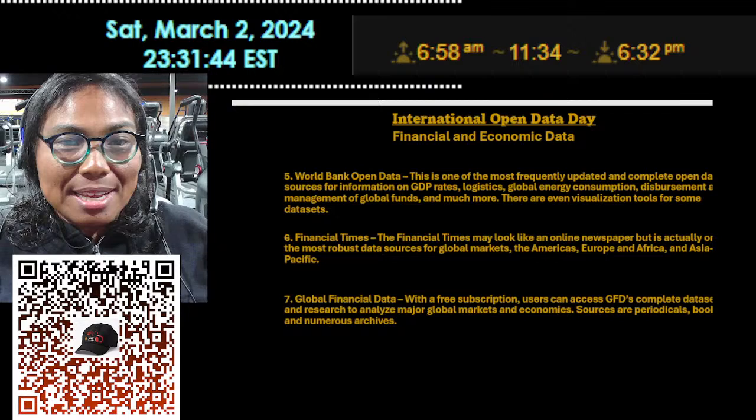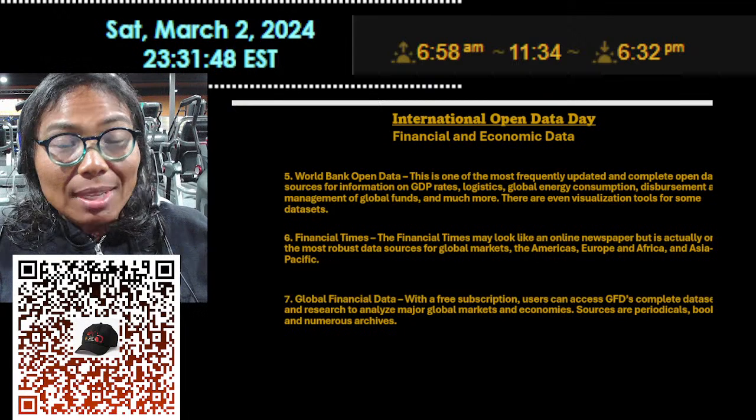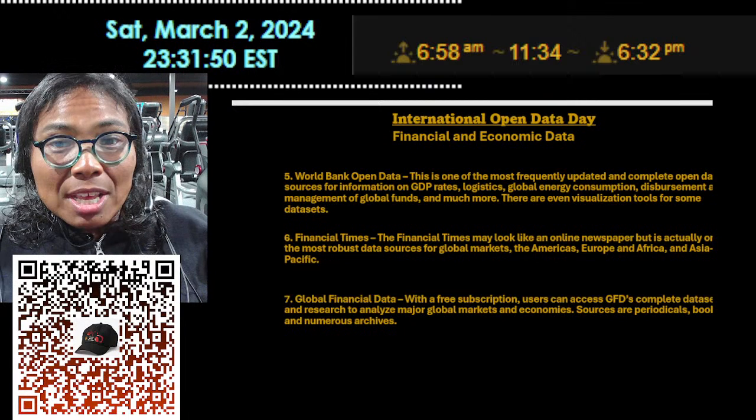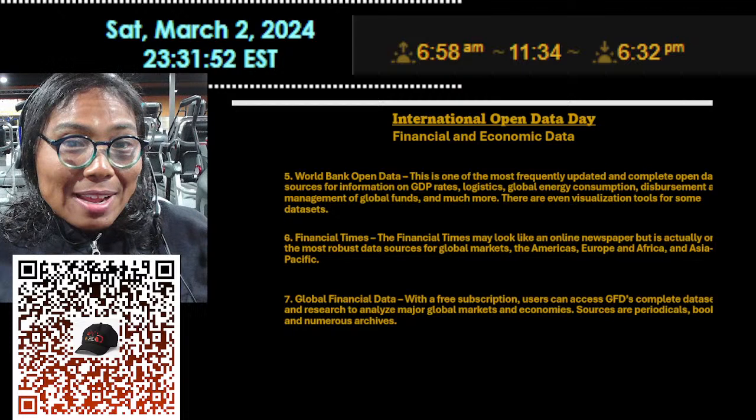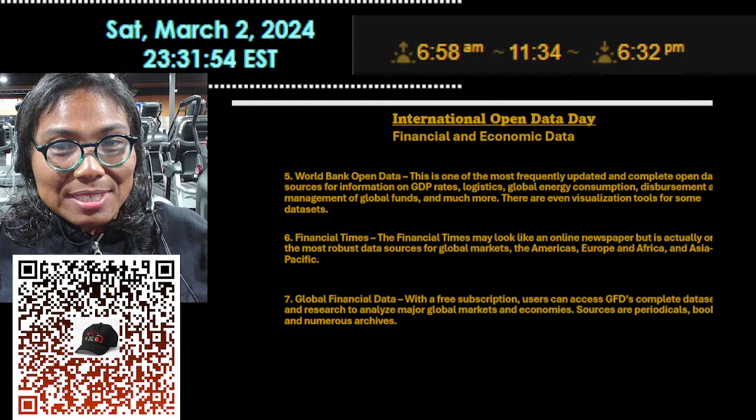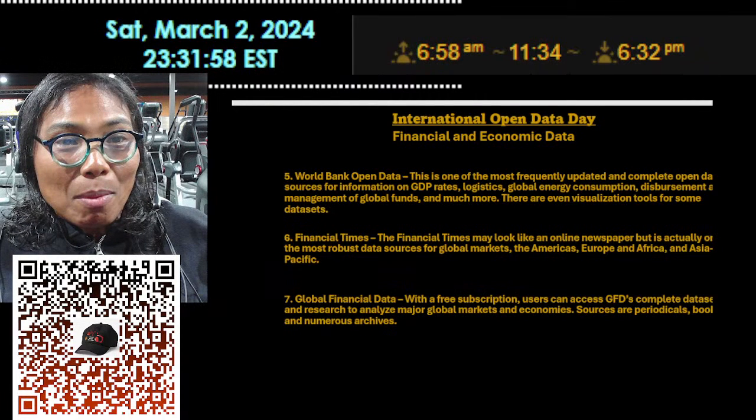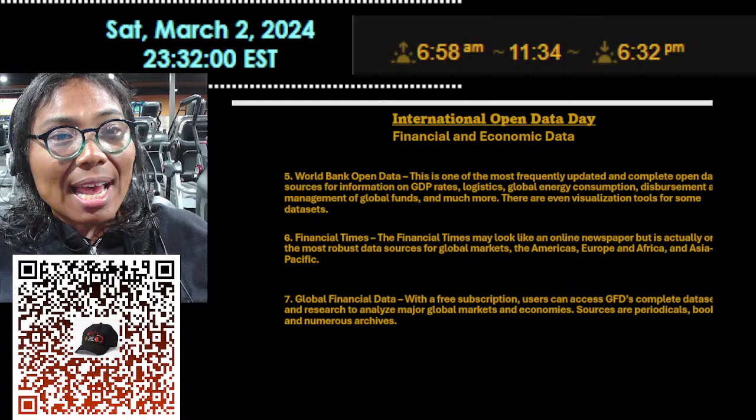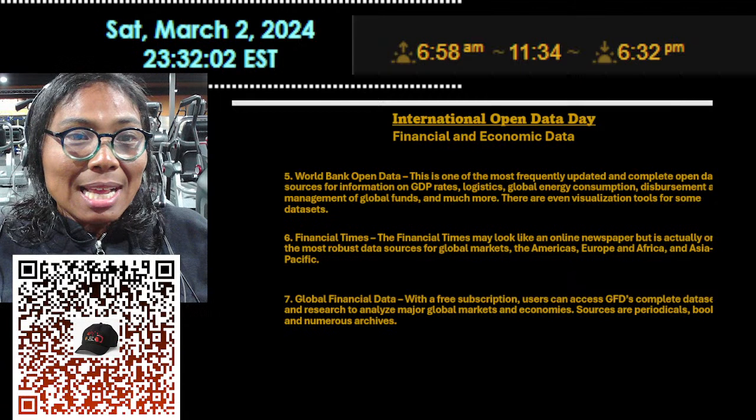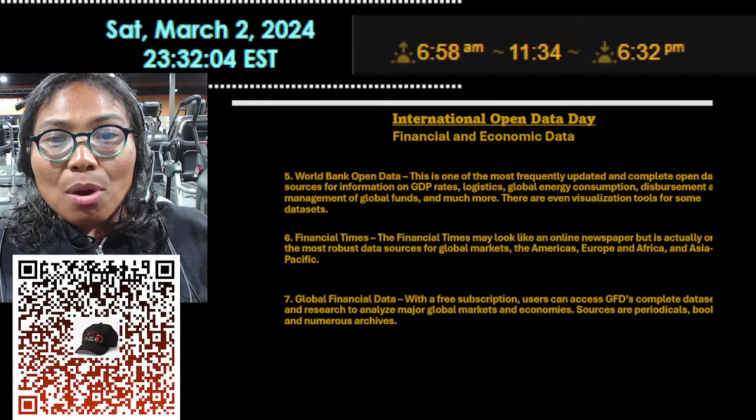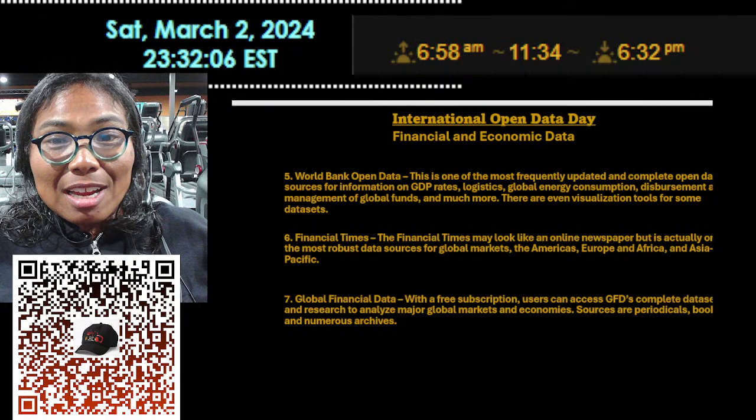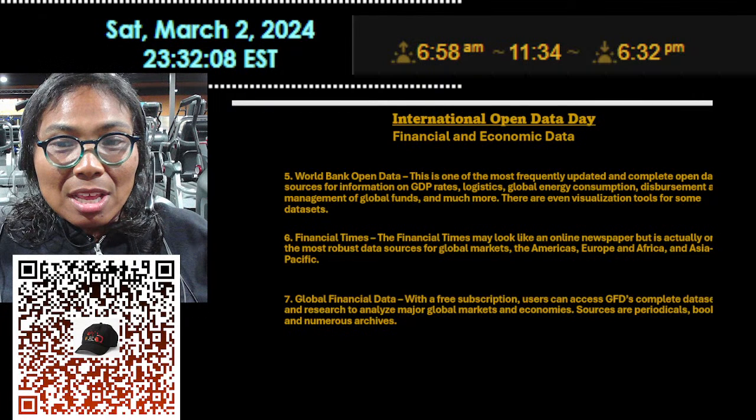Next, we have Global Financial Data, and you can get a free subscription and access global financial data, also known as GFD's complete data set and research to analyze major global markets and economies. So if you travel a lot or you have family that's multicultural, it's always good to know. The sources are periodicals, books, and numerous other kinds of archives.